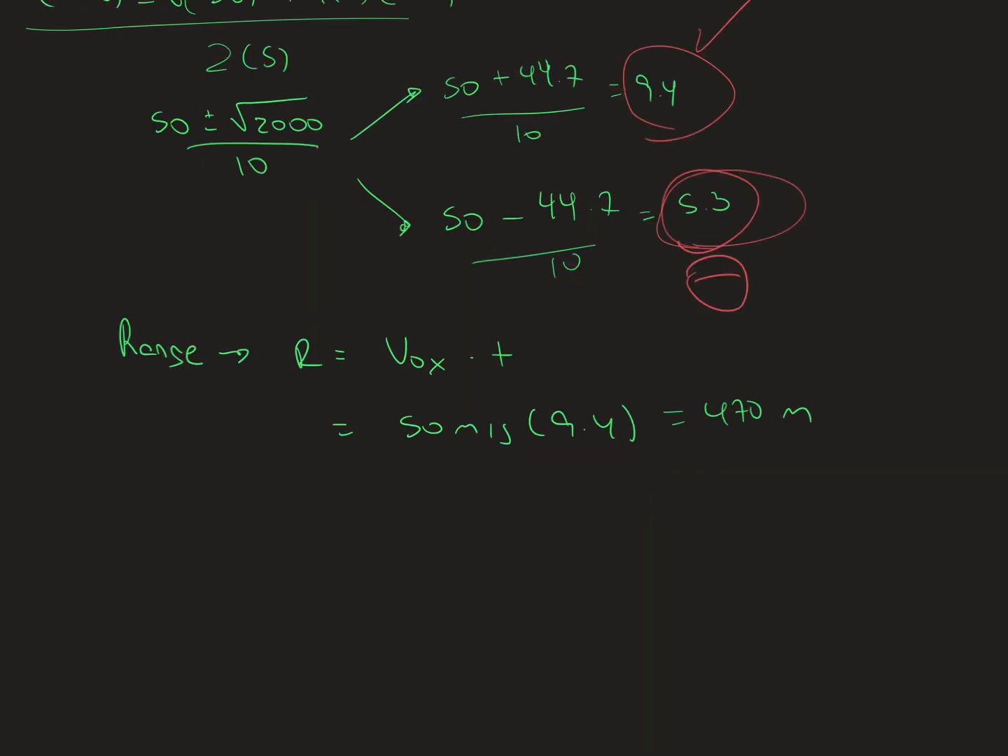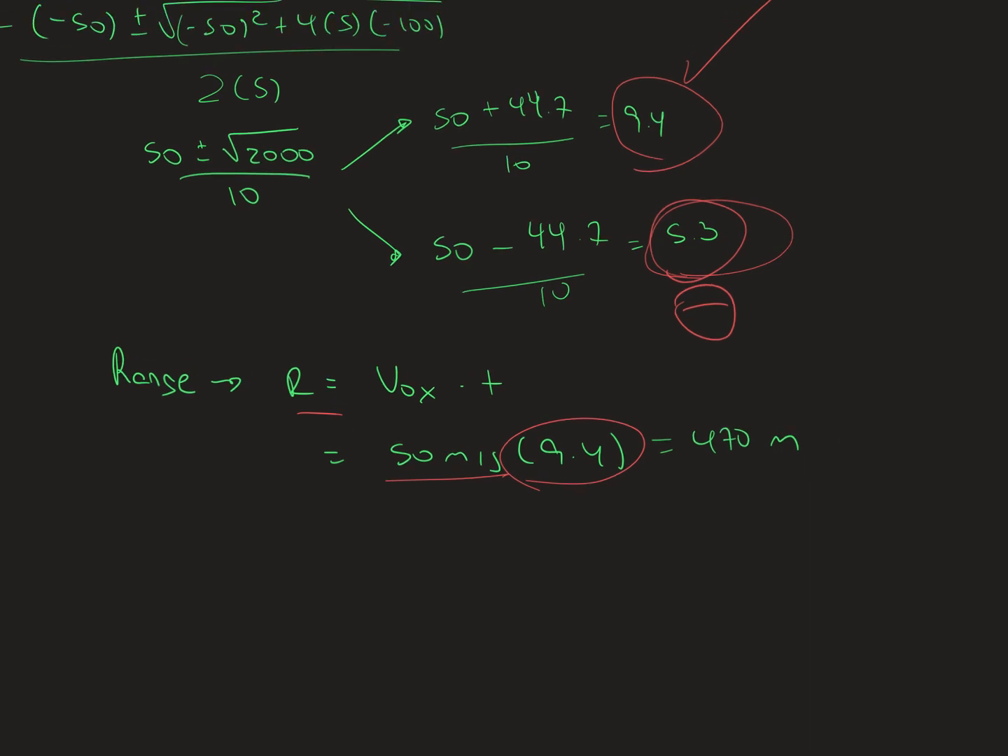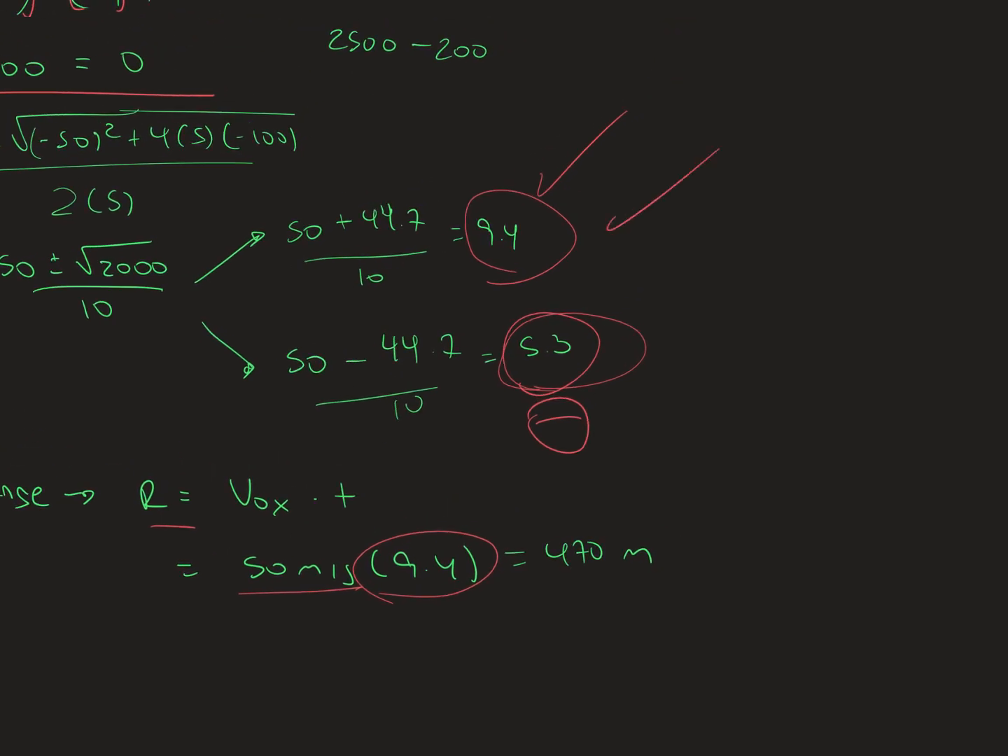Next, to find the range, we use r equals initial velocity of x times time. It's 50 times the value we chose using the quadratic formula, 9.4. That should give us 470 meters.